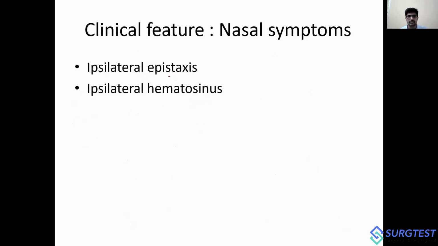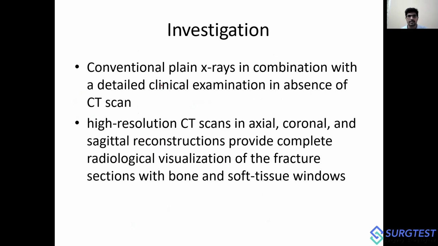Nasal symptoms: we saw ipsilateral epistaxis or hematosinus. Coming to the diagnosis, clinically you can diagnose the fracture of zygoma. Most of the time it is associated with other panfacial fractures, so we are bound to get a CT done. And if you are given an option, you should go for 3D reconstruction of the face.